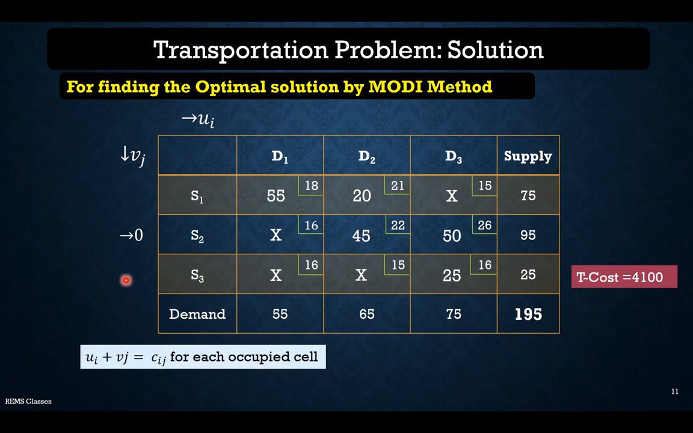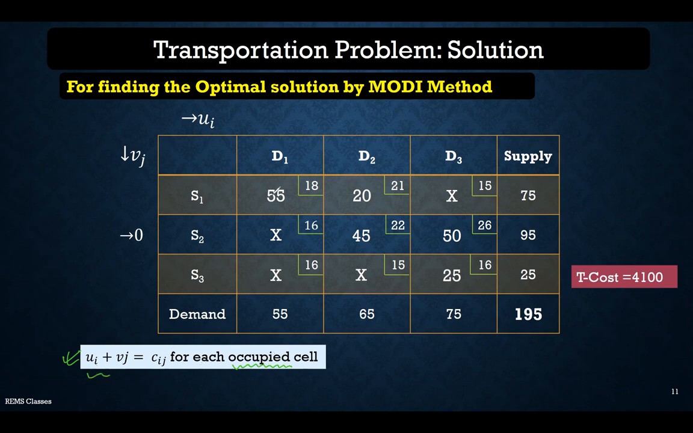One formula, that is ui plus vj equals cij. By using this particular formula, we will find the values of ui and vj. We will make use of this formula only for those cells which have allocation, that is, those cells which are occupied.